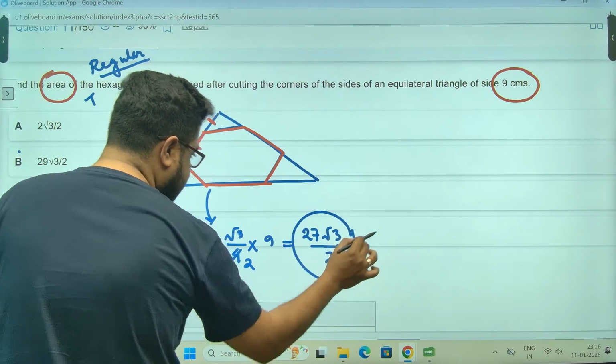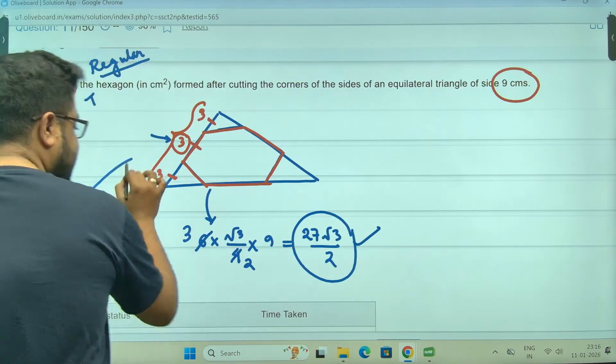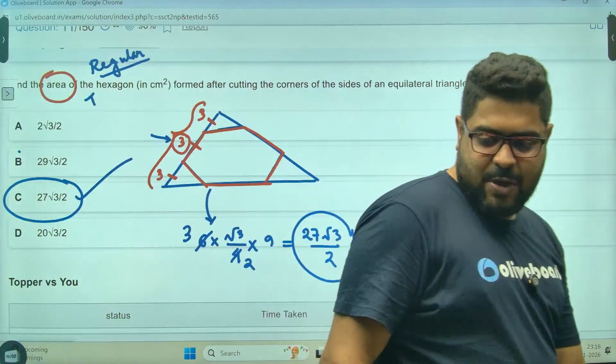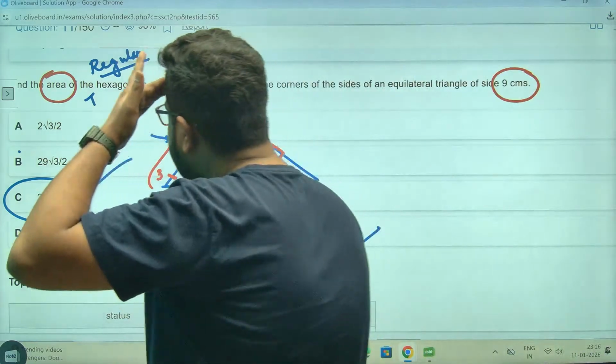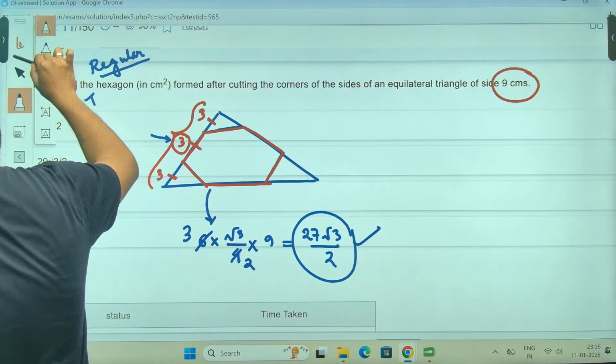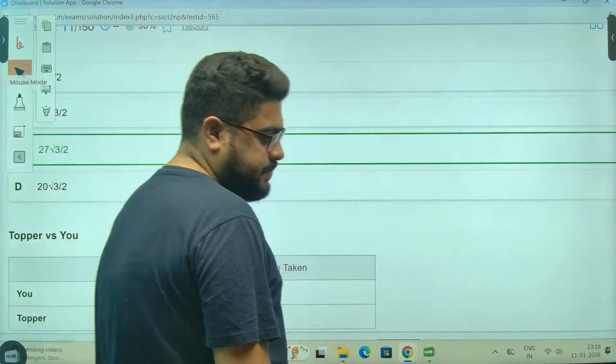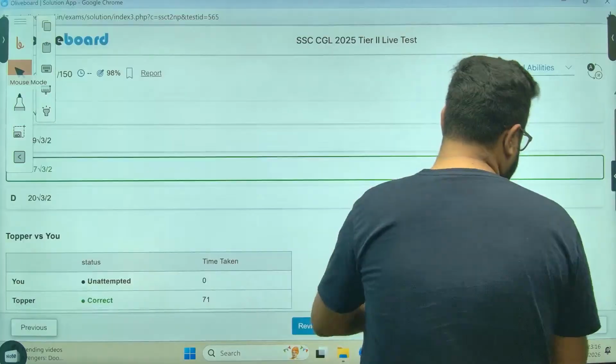Again, the paper setter has gone back to option C. Option number C is the correct answer. See it, everyone. Very, very simple question. Perfect. But again, a good one. You needed to know a couple of properties. Chalo, moving on.